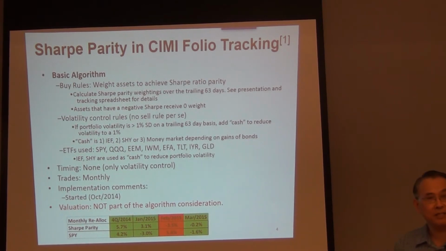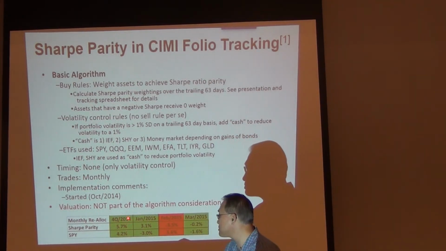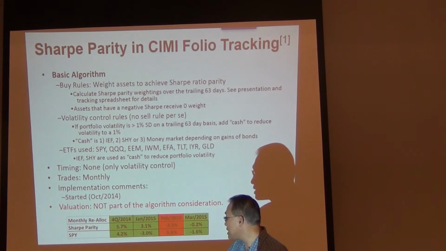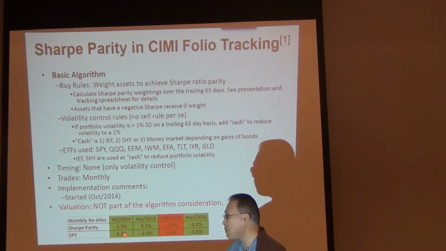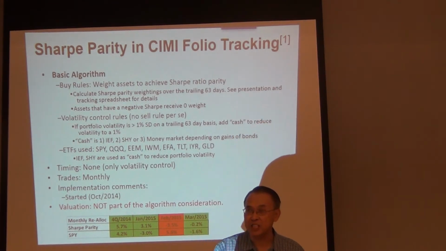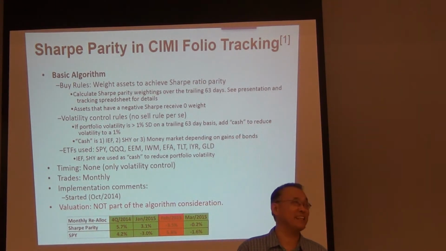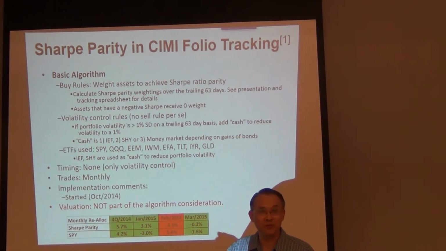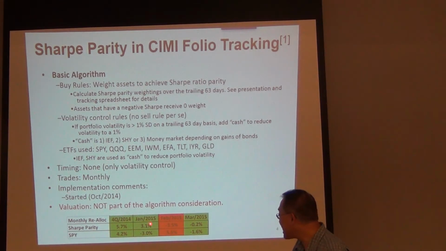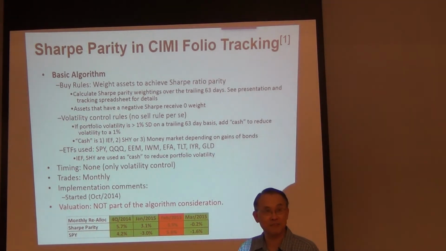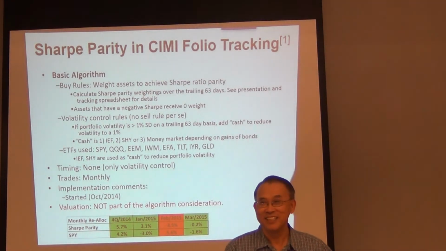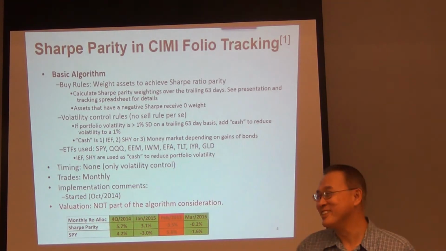Now, the Sharpe parity caught my attention because a few months earlier, when we looked at the fourth quarter tracking, we said, wow, Sharpe parity 5.7%, Standard & Poor's 500 4.2%. So few strategies outperformed the S&P last year. Anything that outperformed, we say, wow, what a wonderful strategy. And then comes January: Sharpe parity produced a 3.1% gain versus an S&P loss of 3%. And I say, wow, is this sort of the holy grail that we have been looking for?